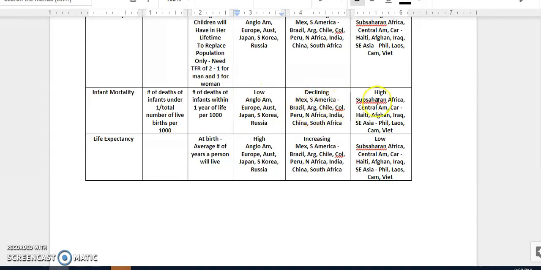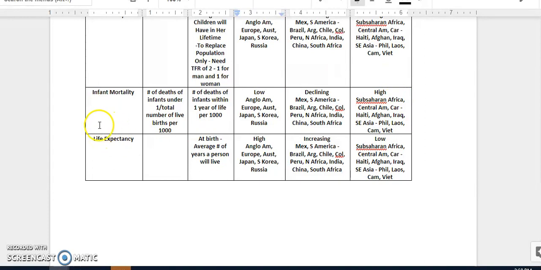It is declining in the DCs as they get more access to wealth, education, and health care, so this number will decline. But it's still very high in LDC stage 2 countries, because they don't have access to health care, they don't have access to proper food, and they don't have as much education about how to take care of themselves while they're pregnant. So again, these would be the same examples here.